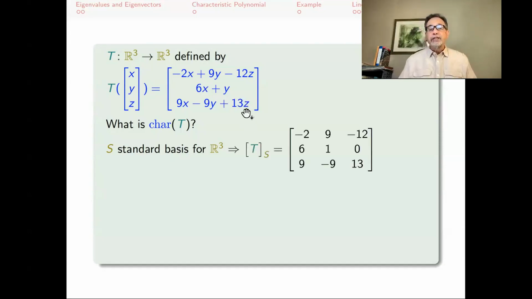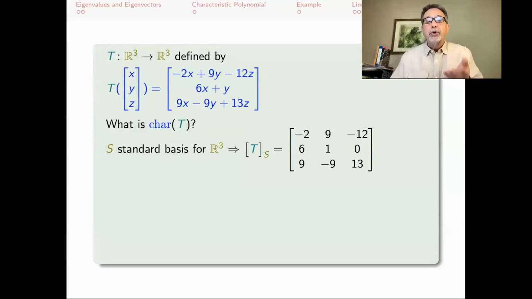Therefore, the matrix of T with respect to S will be this matrix. And so what you could do is now find the characteristic polynomial of this matrix. You find lambda I minus this matrix. You get a 3 by 3 matrix, find the determinant of that, and go from there. And then that determinant will be the characteristic polynomial.